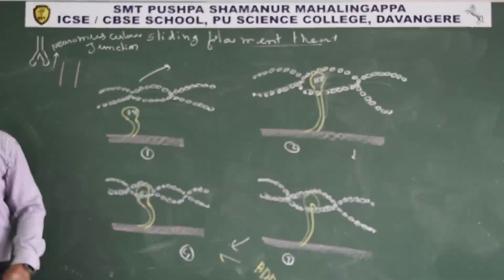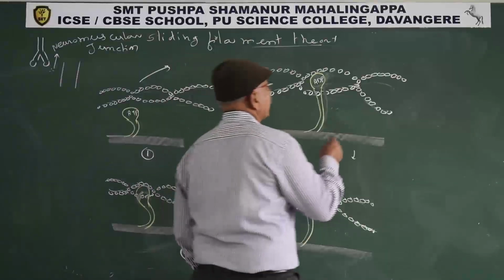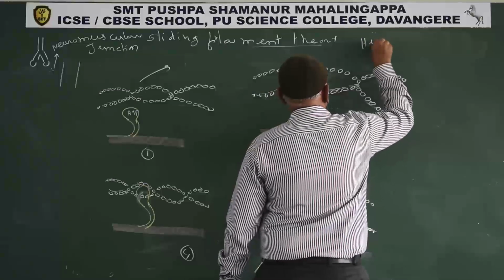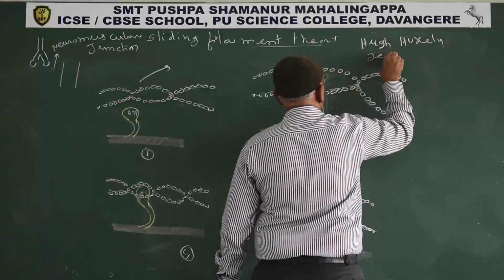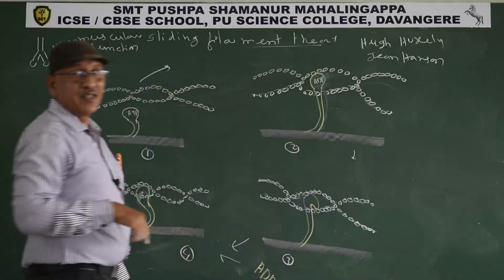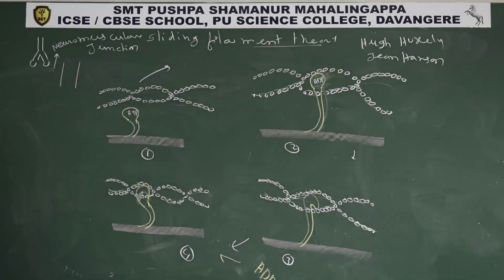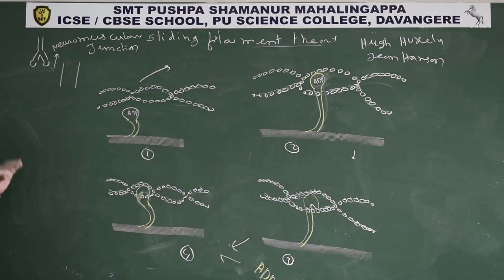Sliding filament theory successfully explained the process of muscle contraction. Hugh Huxley and Jean Hanson proposed the sliding filament theory. According to this theory, actin filament slides over myosin filament during muscle contraction.